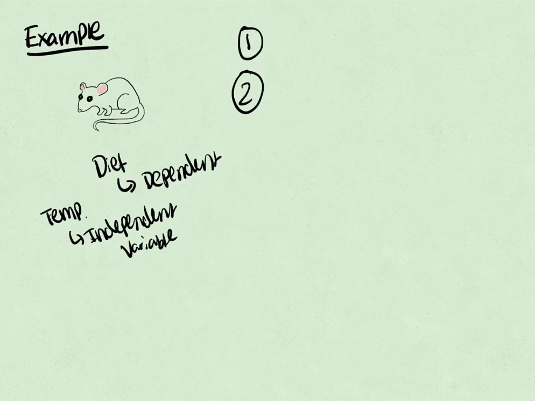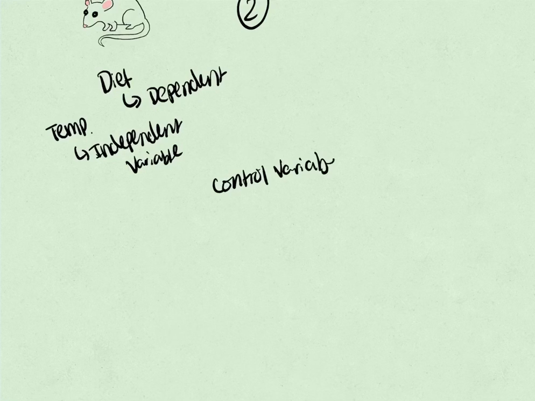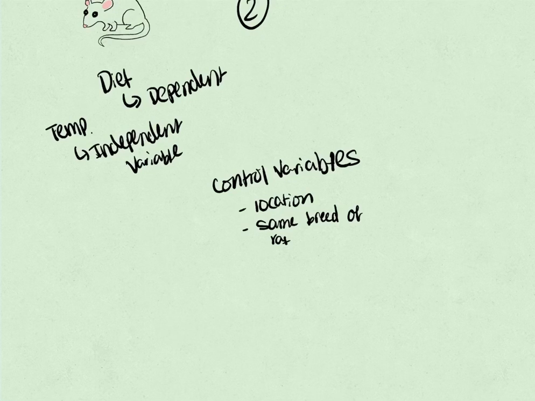Next, we have our control variables. So what are we going to keep constant so that it doesn't interrupt this experiment? Some of the control variables might be the same location, same breed of rat, and etc. So in this scenario, we might make the control group just regular without any temperature changes.